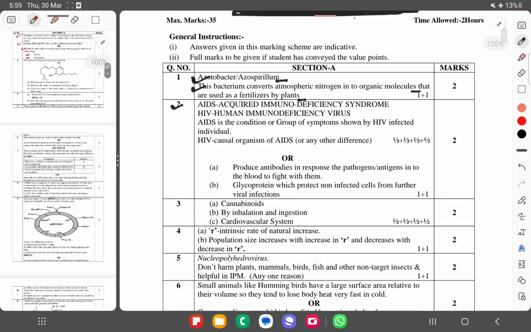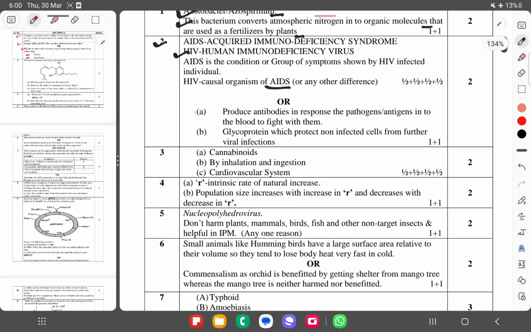AIDS is acquired immunodeficiency syndrome. HIV is human immunodeficiency virus. AIDS is a condition of a group of symptoms seen in an HIV-infected individual. HIV is the causal organism of AIDS, or any other differences. Second one: B cells produce antibodies in response to the pathogen's antigens in the blood to fight with them. Interferons are glycoproteins which protect non-infected cells from further viral infections.